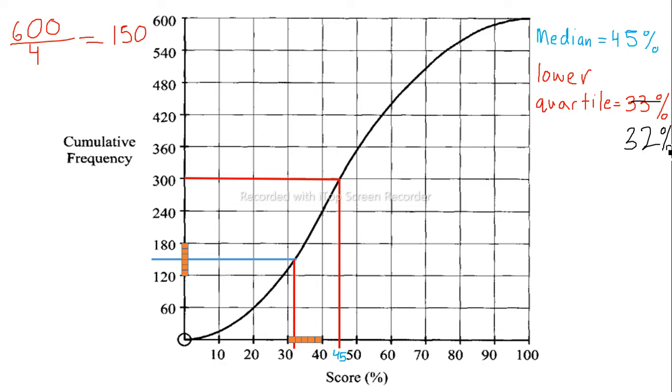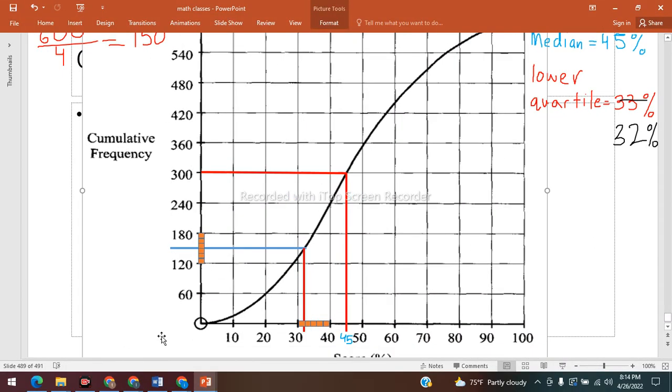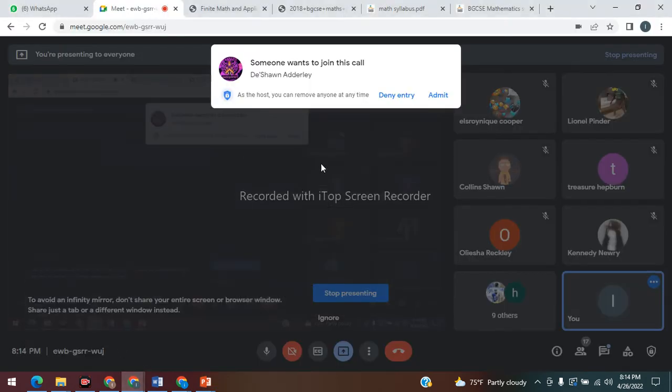Good. We don't have enough time to finish the rest. Sorry about that. But yes, we can finish it tomorrow.